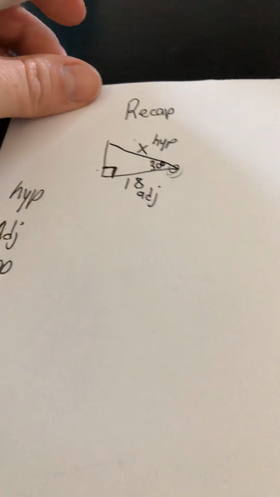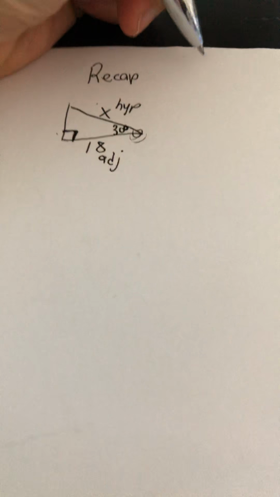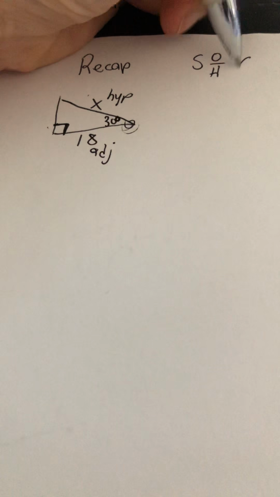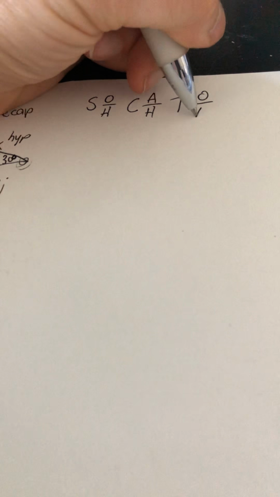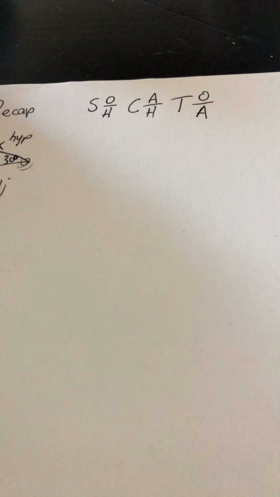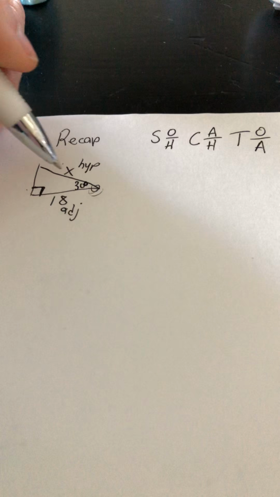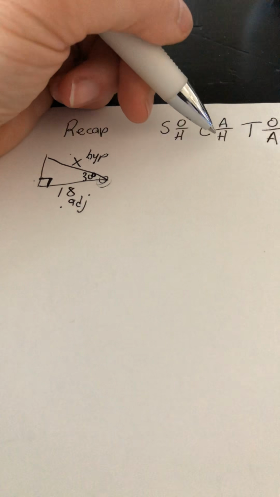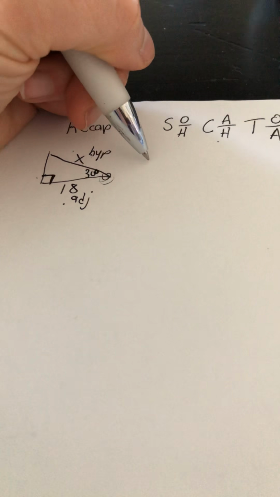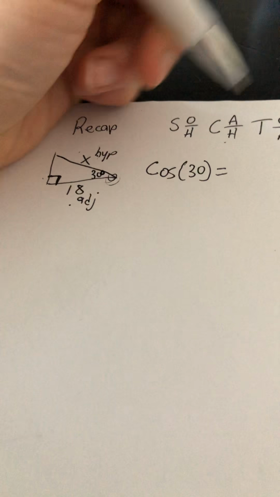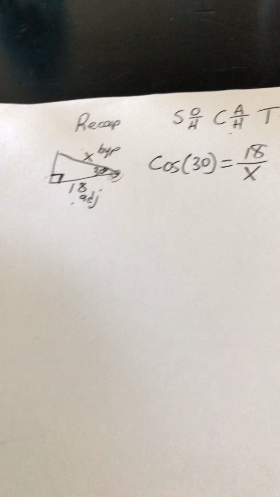Okay, so to decide what trig function we're going to use, we're going to think about our SOH CAH TOA saying. Some old hippie caught another hippie tripping on applesauce. Whoa, my brain's going to mush already. Okay, so we've got the hypotenuse and we've got the adjacent. So that's an H and an A, so we're going to use cosine. So how we set it up, cosine of 30 degrees equals adjacent, which is 18 over X.